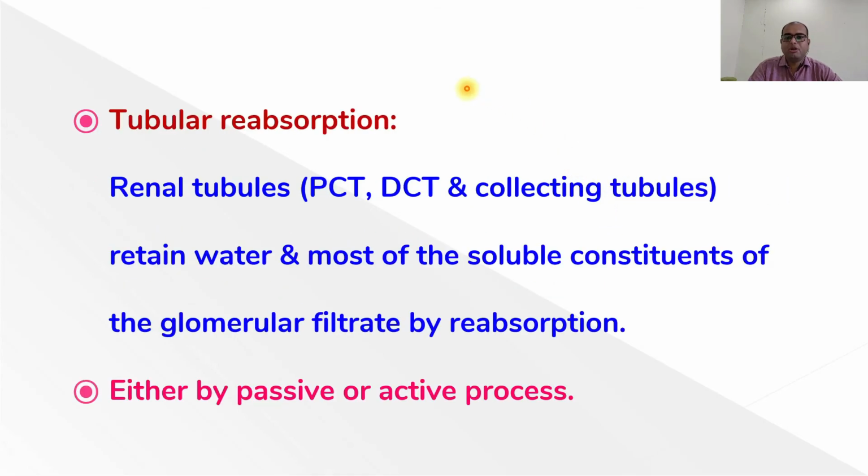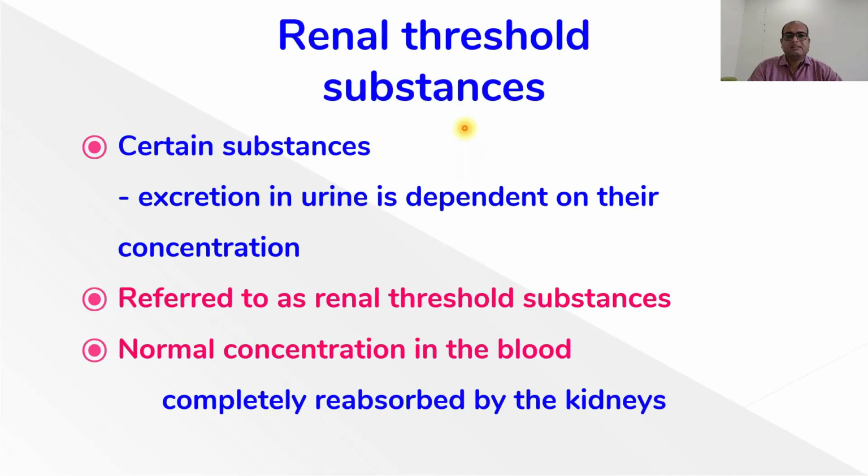Second is tubular reabsorption. Here the renal tubules, that includes proximal, distal as well as collecting tubules, whatever the content out of the plasma is, they will retain almost everything back. Water, soluble constituents, everything will be reabsorbed and given back to the blood. And this process can be either passive or active depending on which constituents we have to take back. And here comes the understanding of the renal threshold substances.